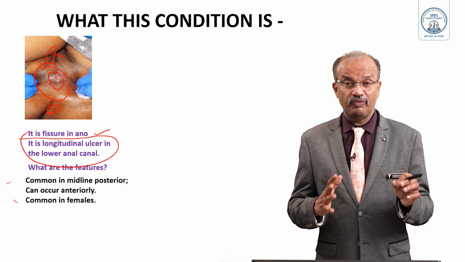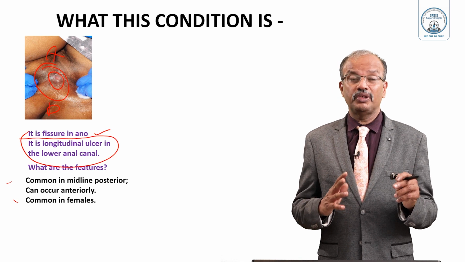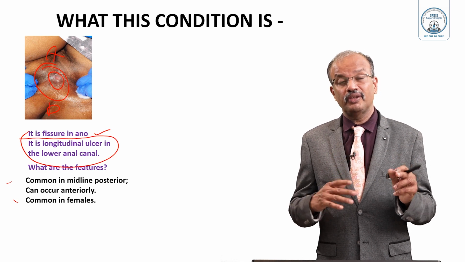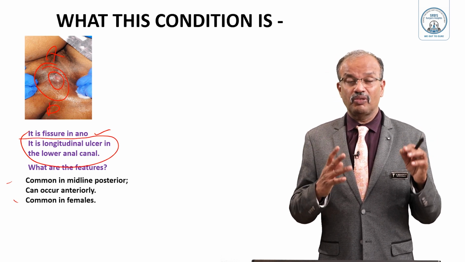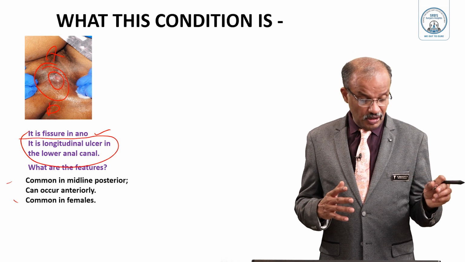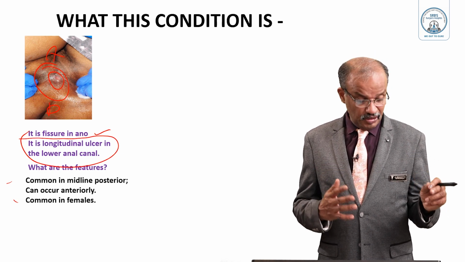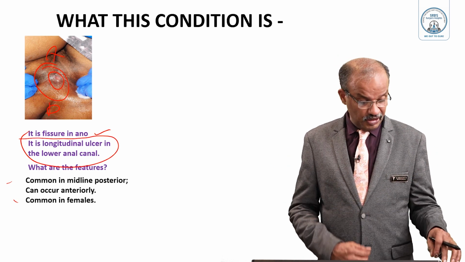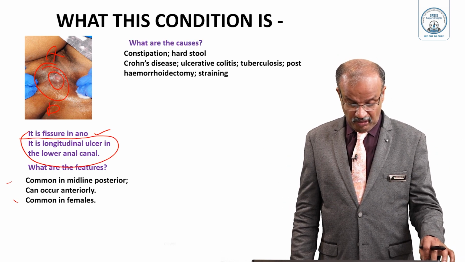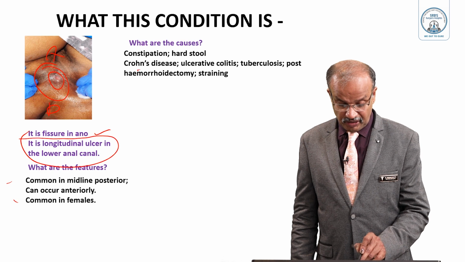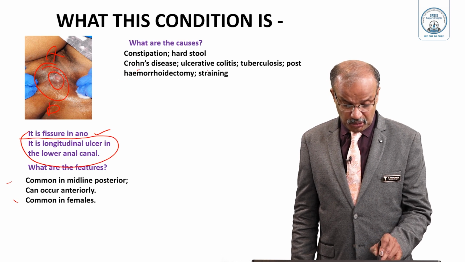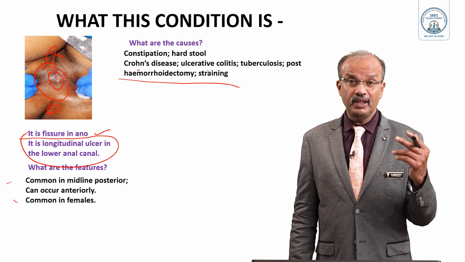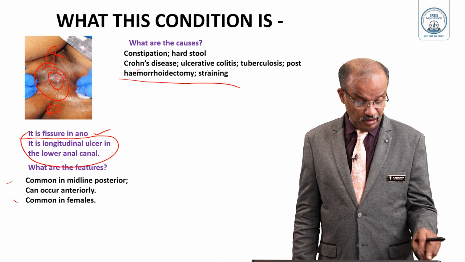So quite common in females, especially anterior one is common in females. Posterior also can occur. Other than that, it is common in constipation patients, harder stool, where stool is not proper in the patient. And sometimes there are other specific conditions like Crohn's disease, ulcerative colitis and so on. Constipation, hard stool, Crohn's disease, ulcerative colitis, tuberculosis, post-hemorrhoidectomy, after hemorrhoid surgery, while straining they may develop fissure, remember.